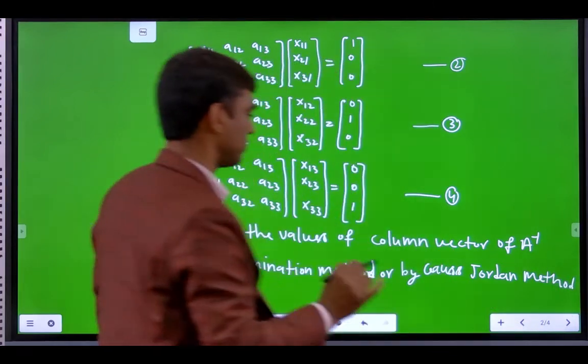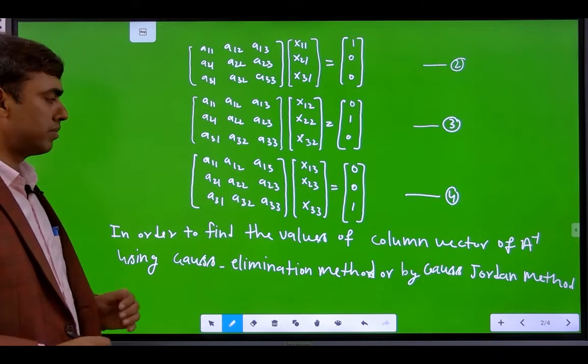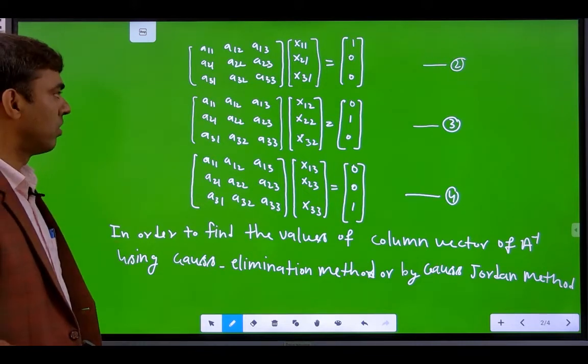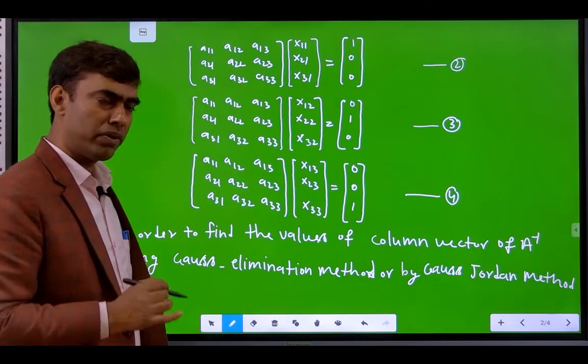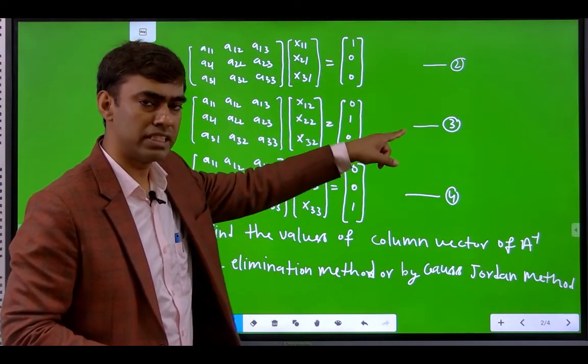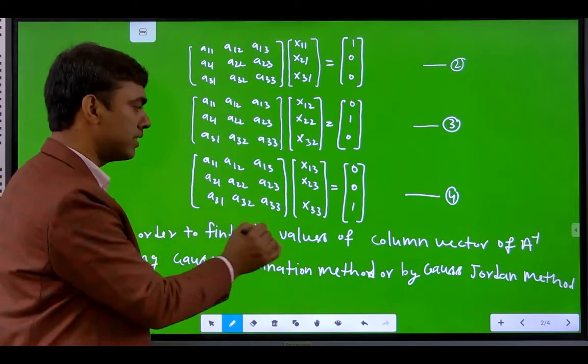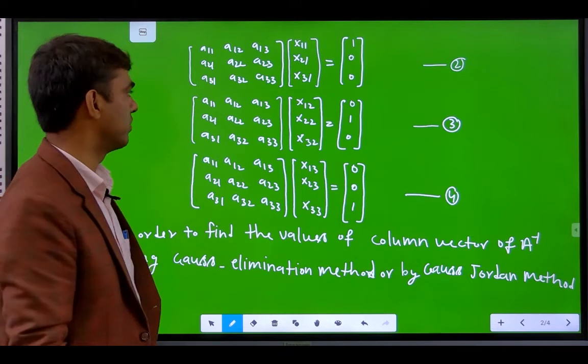So, how do we find the solution? Either by the Gauss elimination method or the Gauss-Jordan method. Now our aim is to find the solution of system of linear equations second, third, and fourth by the Gauss elimination method or by the Gauss-Jordan method.